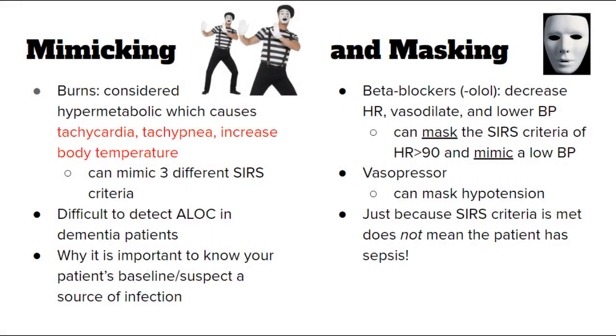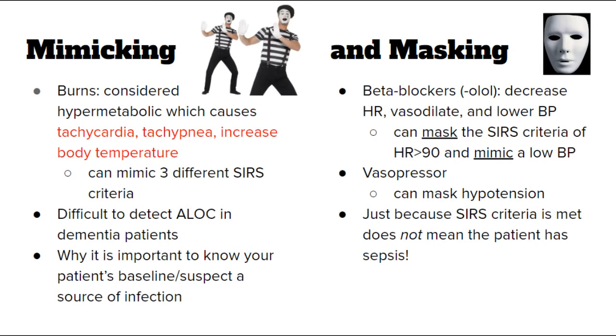Identifying sepsis can be a challenge. Certain medications and conditions can mimic or mask sepsis, making it difficult to identify. For example, medications like beta blockers decrease heart rate and therefore can mask or neutralize the SIRS criteria of having a heart rate over 90.